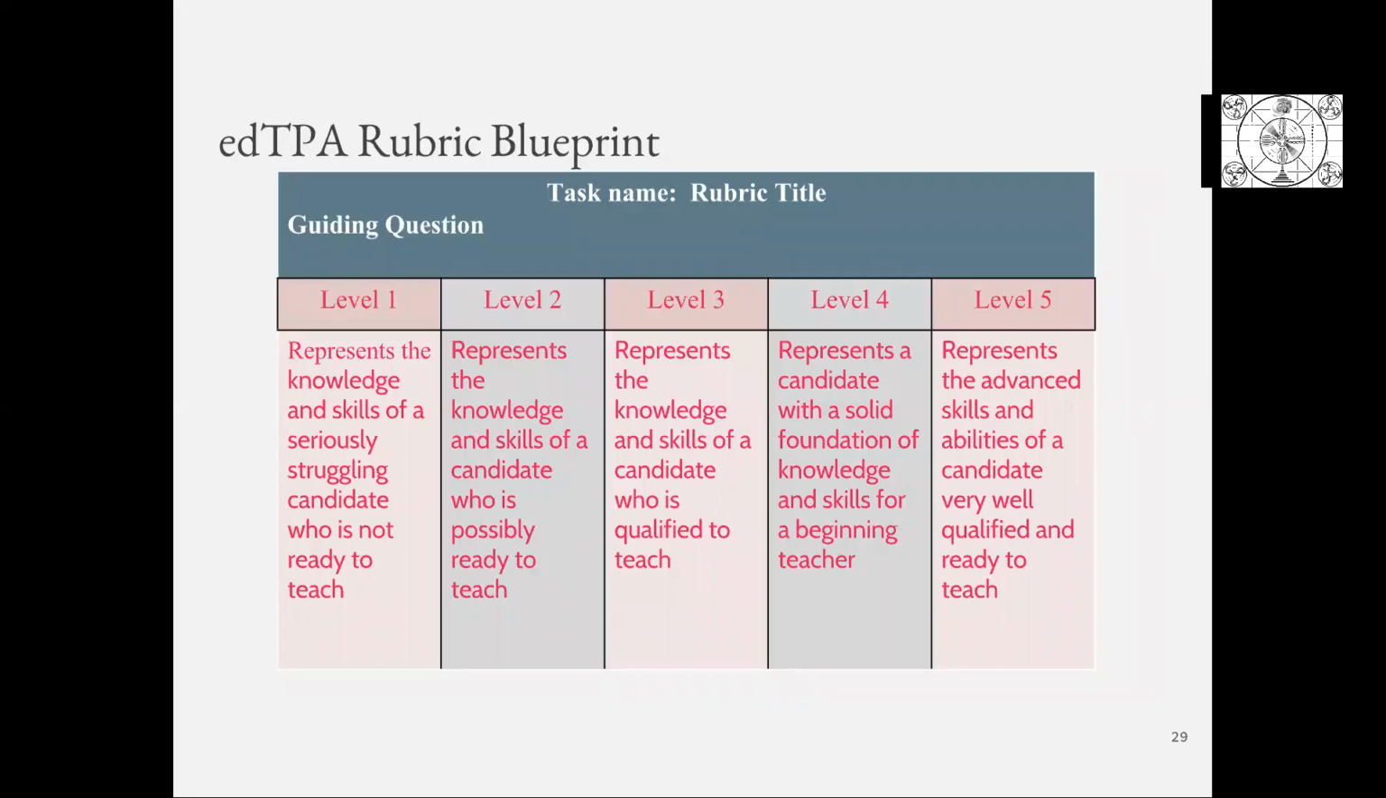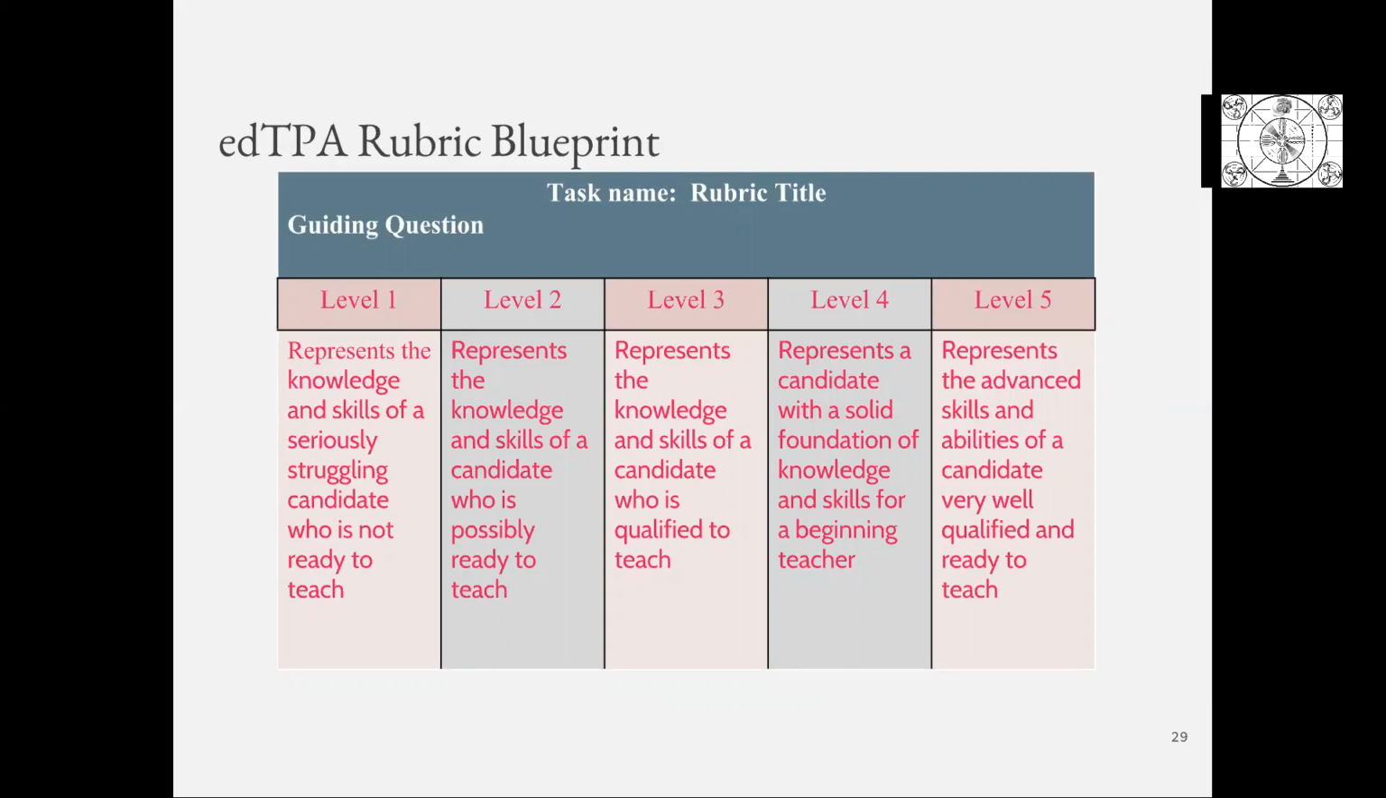For most fields, there are 15 subject-specific rubrics, 5 for each task. Each contains a focus, which can be found in the title, a guiding question, and 5 performance levels that illustrate a progression from not ready to teach to stellar candidate.